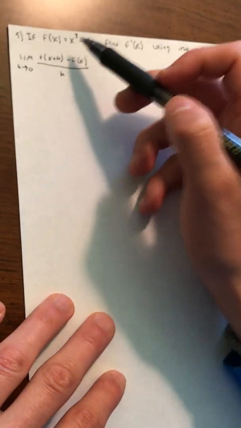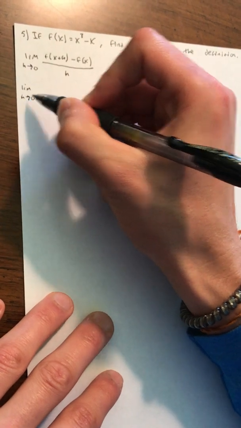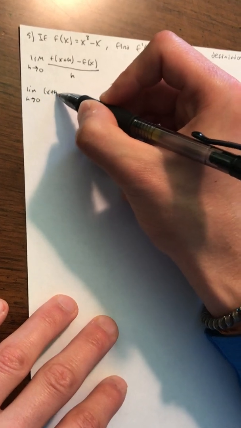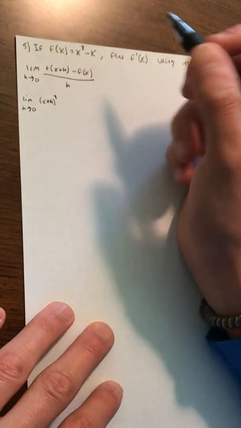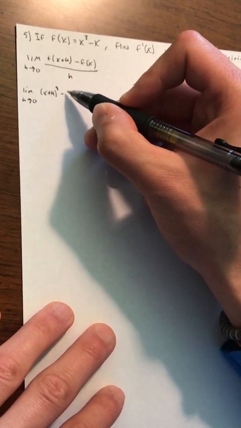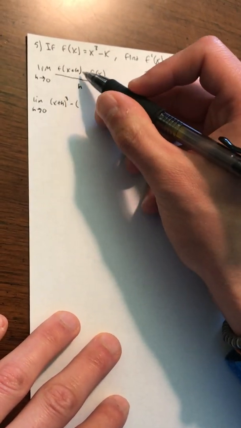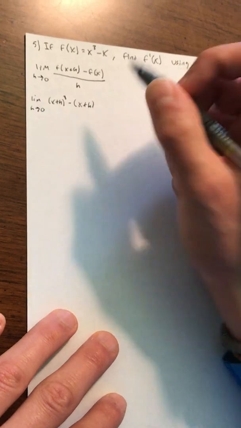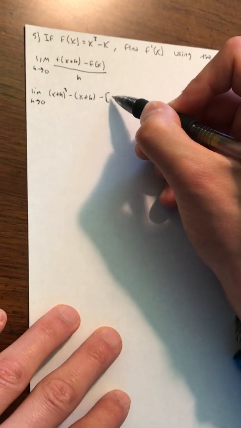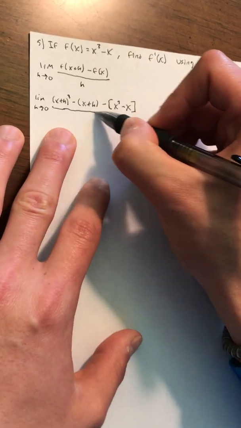So now we can plug in our equation. We have the limit as h is approaching 0 of x plus h cubed minus our f of x, or minus x. So we plug back x plus h again, and then we subtract our f of x entirely. So we have minus x cubed minus x on the very end. And this is all over our h.